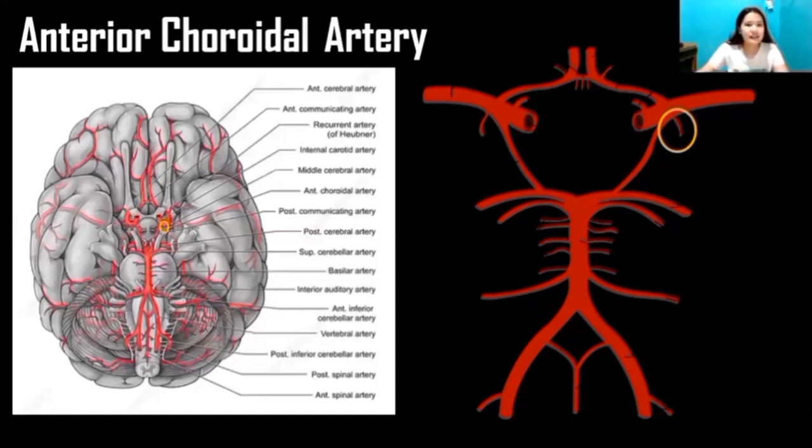So next is the anterior choroidal artery. This yellow circle here, but it is very small, is the anterior choroidal artery. To further visualize this one, this is the structure located here. So this is the anterior choroidal artery. It arises from the internal carotid artery.